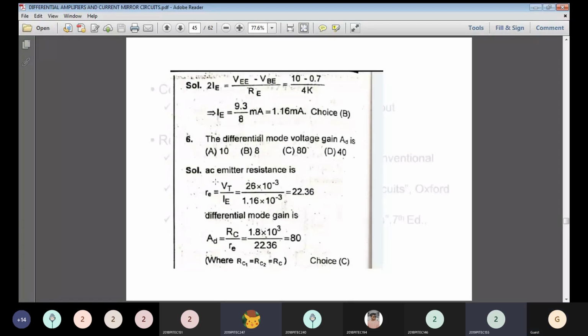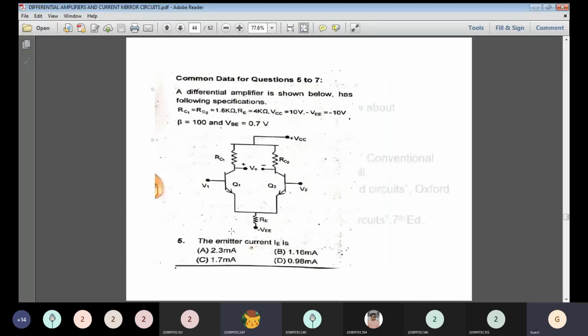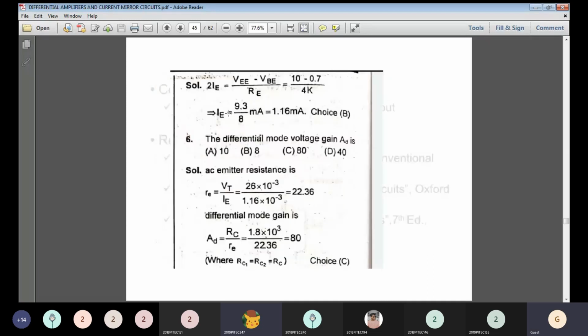AD is equal to output divided by input, but the output voltage is not mentioned in the question, and we are supposed to calculate that as well. So instead, there is another way to calculate AD, using the formula RC divided by RE. In the introduction of the differential amplifier, we mentioned this: AD is nothing but RC divided by RE. RC is directly in the question, 1.8 kilo ohms, but the value of RE is not. So in the first step we calculate RE and then substitute it in AD.